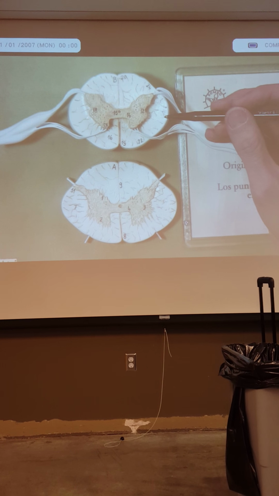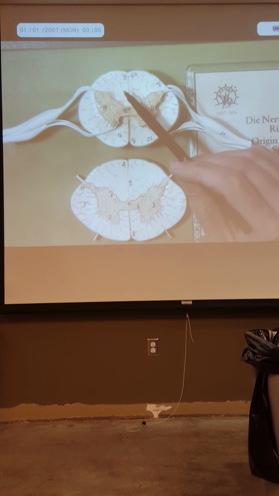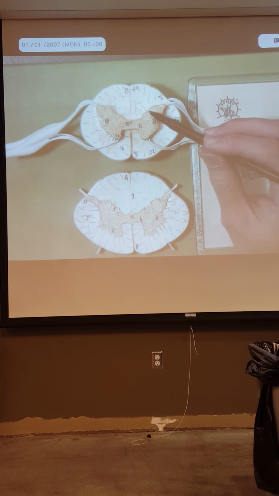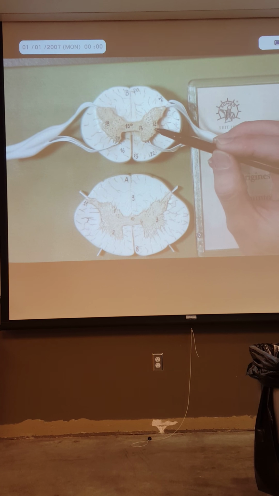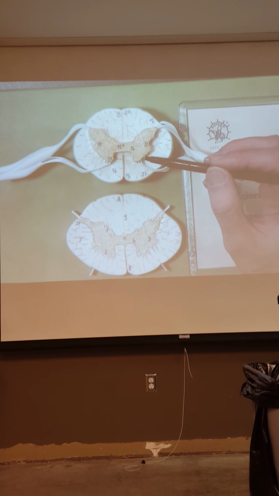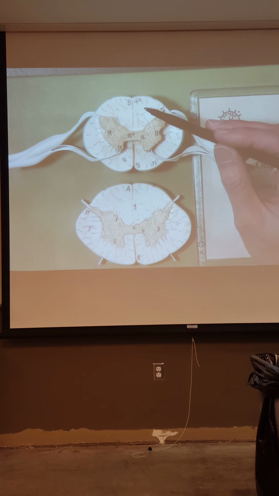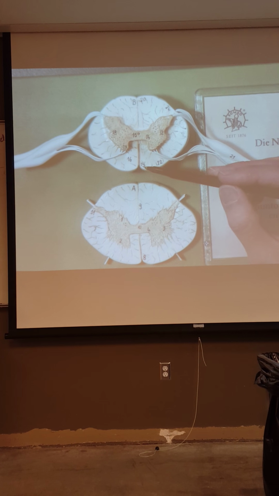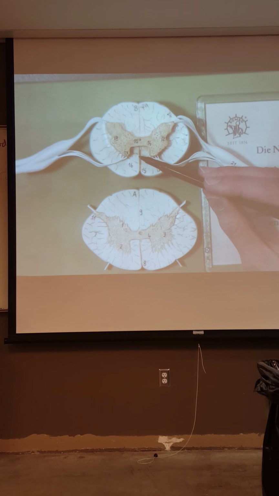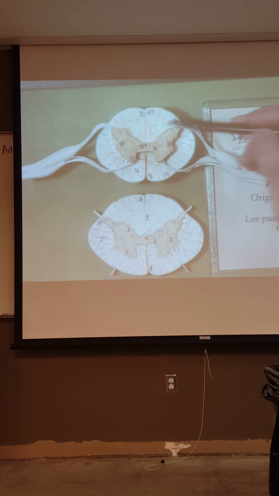Okay, so we got our gray matter, the butterfly. The white matter is, of course, on the outside. So once again, you got the dorsal gray horn, lateral gray horn right here, ventral gray horn. And ventral's at the front. Same thing with the white matter. You got the posterior or dorsal white column, lateral white column, and then the anterior, or we usually call it ventral white column. There's the anterior median fissure, the AMF. And there's your PMS.